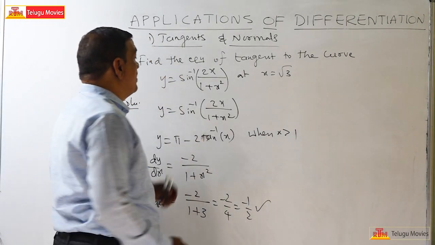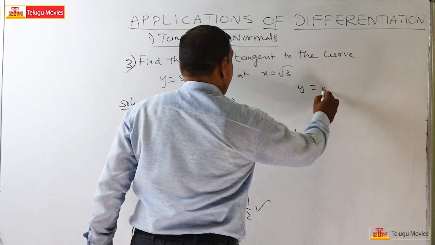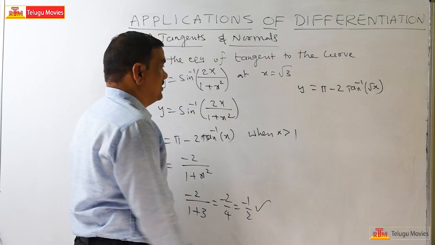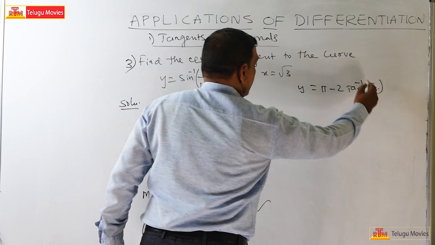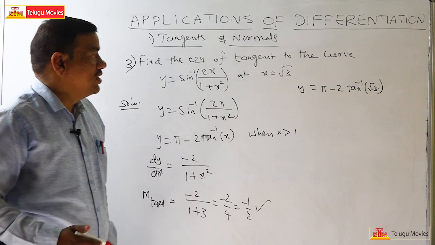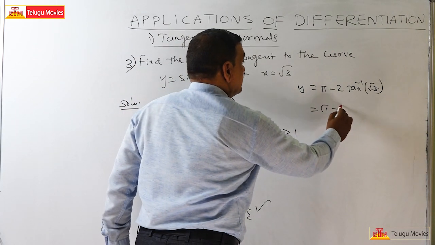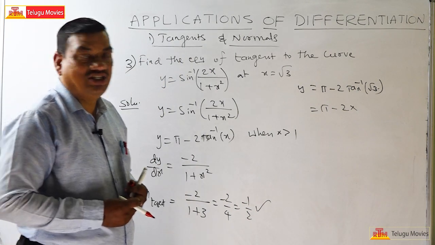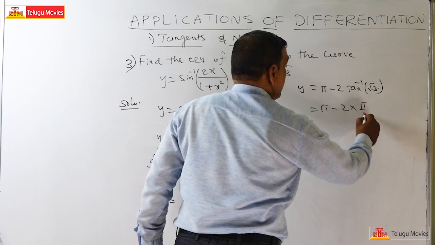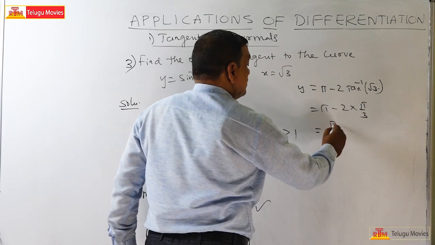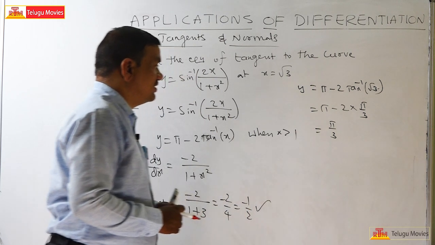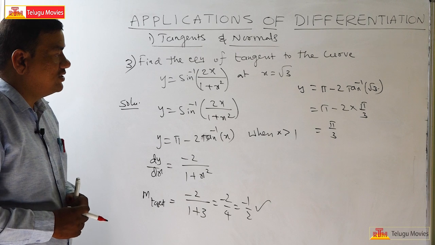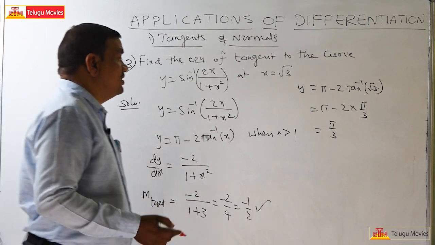Okay. So, what is the y value? y is equal to pi minus 2 tan inverse of x, and x means root 3. So, this is equal to pi minus 2 into tan inverse of root 3. Tan inverse of root 3 means how much? 60 degrees. So, 60 means pi by 3. So, 3 ones are 3, 180 minus 120, 60. So, this is pi by 3.